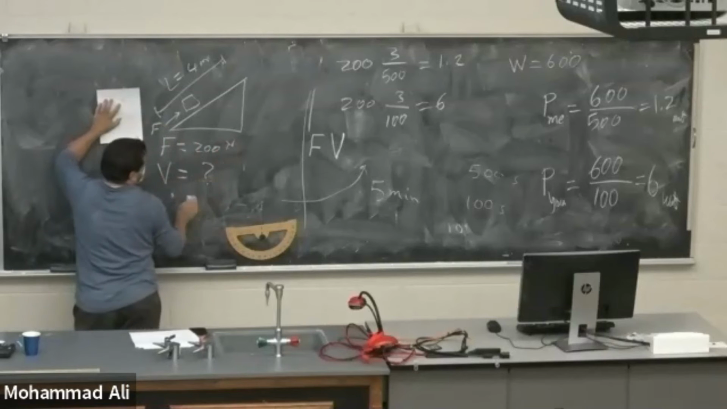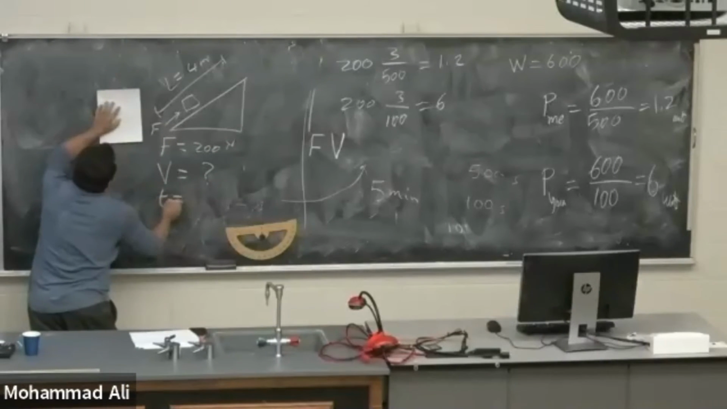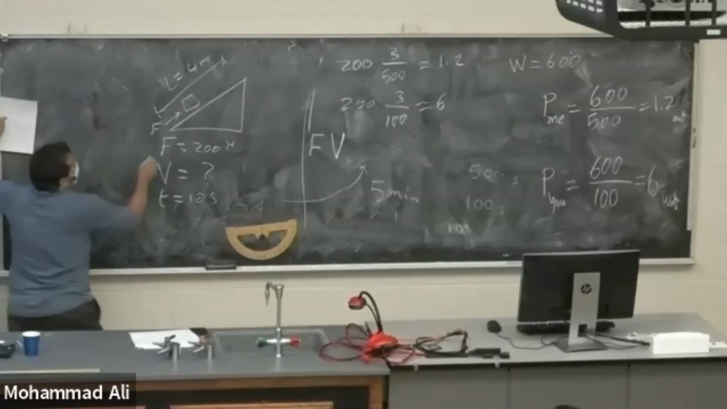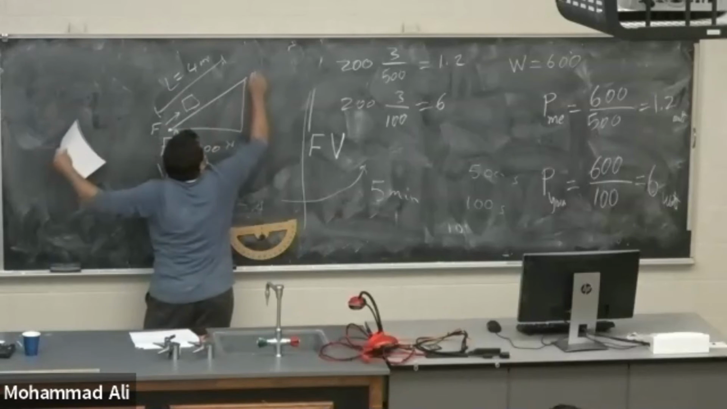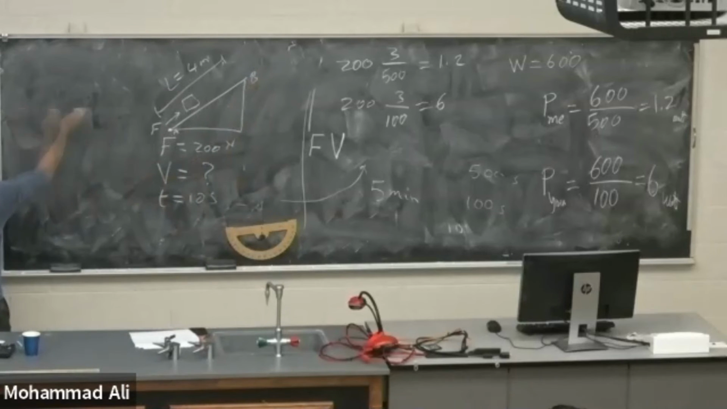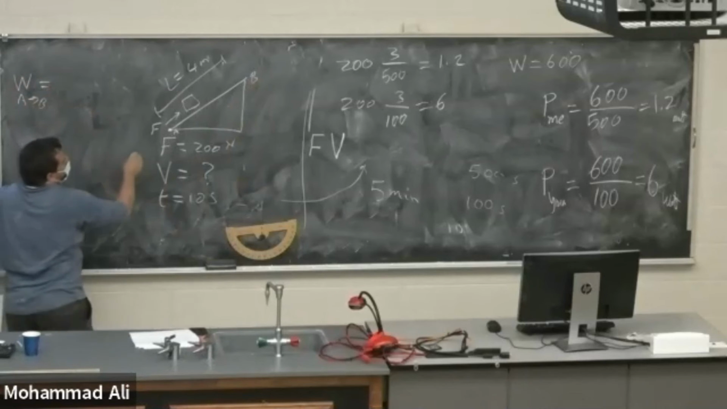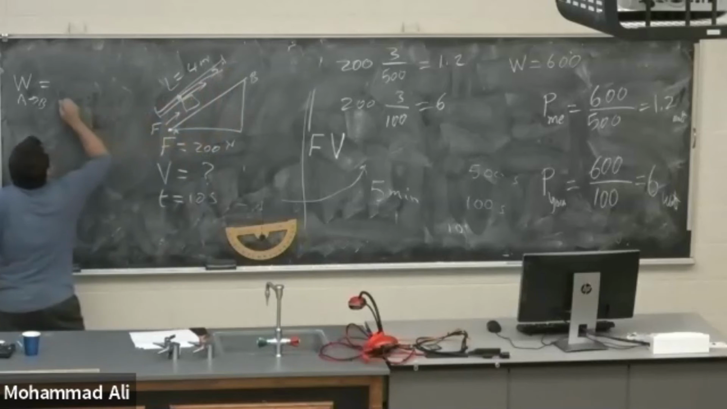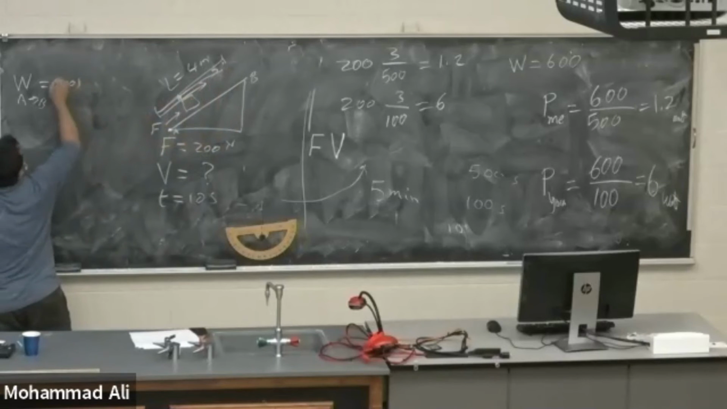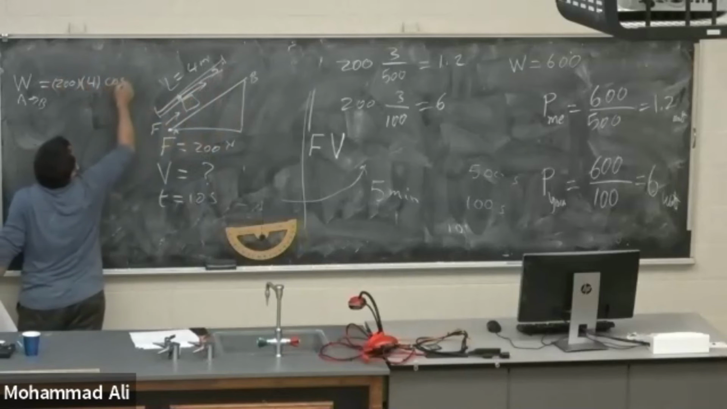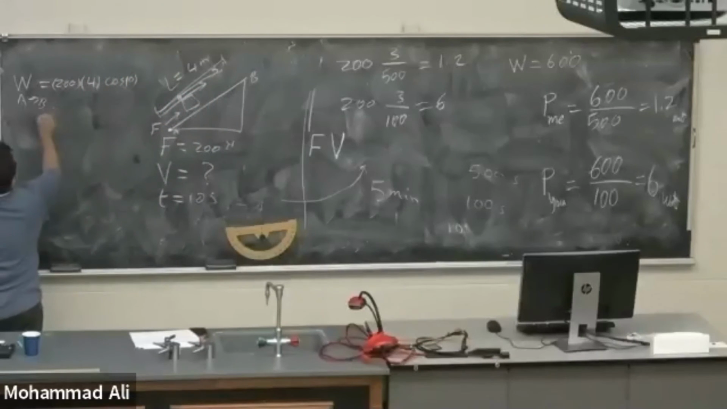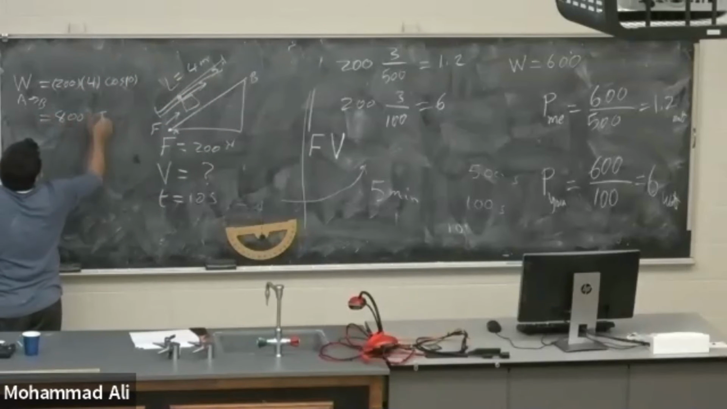Velocity, is it constant or not? We need to know that. The time left is 10 seconds. Okay, what we need to know? Find the work to move the object from point A to point B. The work from A to B is the force, and this is the distance. The angle between them is 0. The force is 200. The distance is 4. Cosine 0 is 1. The force and the distance are in the same direction. So it will be 800 joules.